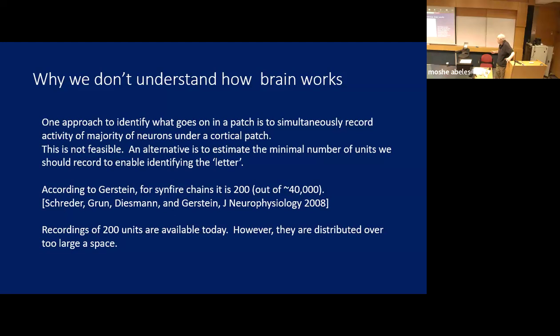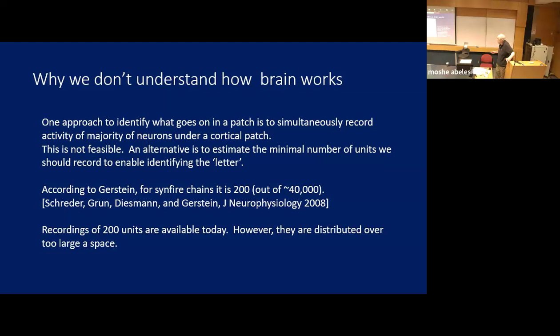How many neurons do you have to record to recognize that something like this happens in a patch? Gerstein and colleagues tried this in a simulation of 40,000 neurons with many simple chains in it. They found that if you record simultaneously from about 200 neurons, it's enough to say that there are patterns that repeat and develop one after the other. So recording 200 units in a patch could help us understand what's going on.